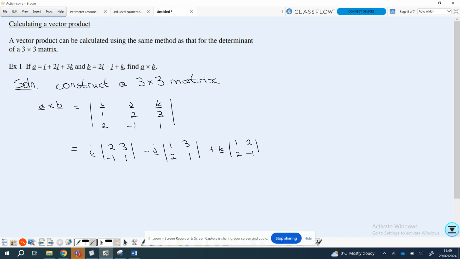You should have done matrices by now in the course, therefore you should know how to work this out, so I'm just going to do that. If you need to look back at the previous video on matrices, do so. But we get the values coming out to be 5 times i. We then get negative 5 for j, which means that my sign's going to change to positive 5 with the j in there. And then we're going to get, with the k, negative 5.